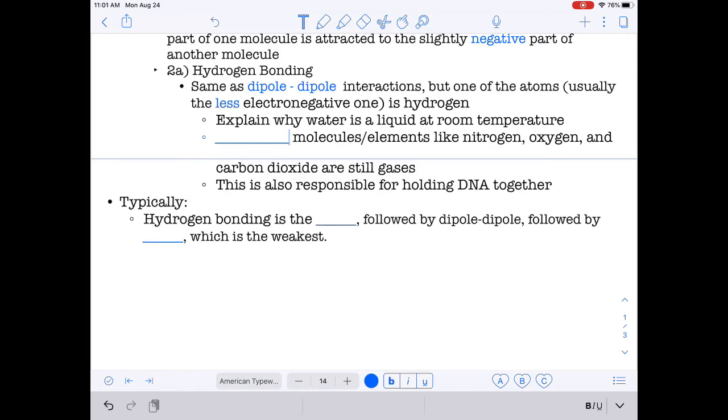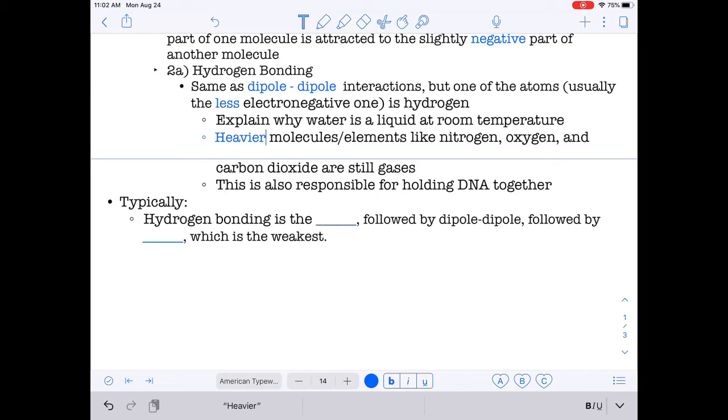Because let's think about it. Heavier molecules and elements like nitrogen, or N2, O2, and carbon dioxide, CO2, all weigh more than water. H2O weighs 18.02 grams per mole, while N2 weighs 28.02 grams per mole, O2 weighs 32.00 grams per mole, and carbon dioxide weighs 44.01 grams per mole. But these last three, nitrogen, oxygen, and carbon dioxide, are still gases despite the fact they are heavier. This is because hydrogen bonding does not work for them, but it does for water, which leads it to be a liquid at room temperature.